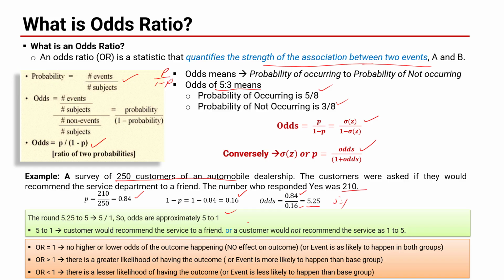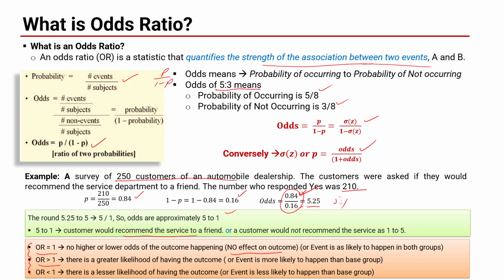Okay, so that means 5 to 1, which means out of every six, five people are going to recommend the services to their friend, whereas one is not going to recommend their services. Okay, so generically, how can we interpret it? If the odds ratio is exactly equal to 1, which means the occurrence and non-occurrence are equal, so no effect on the outcome is going to happen. But if the odds ratio is greater than 1, that means it is more likely that the particular event is going to happen.